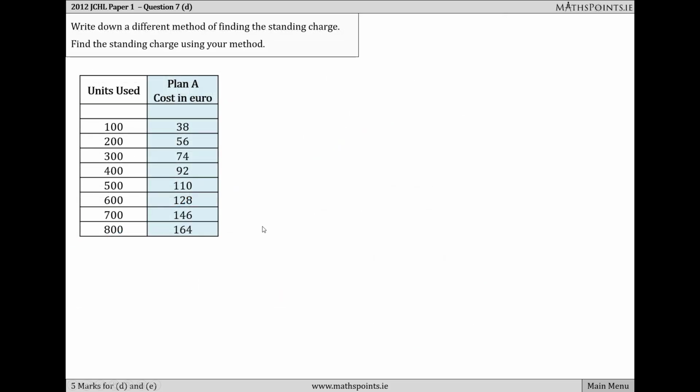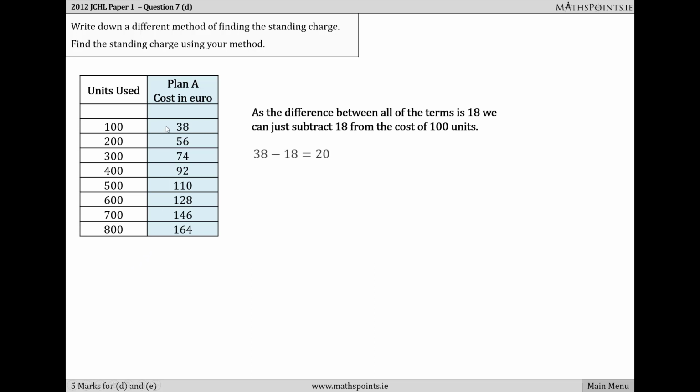Part D then asks us to write down a different method of finding the standing charge. So we're looking for the cost of the bill when 0 units are used. We can see that the difference between each 100 units is 18 euros. And so if we just subtract 18 euros from 38, we'll get the standing charge of 20 euros.